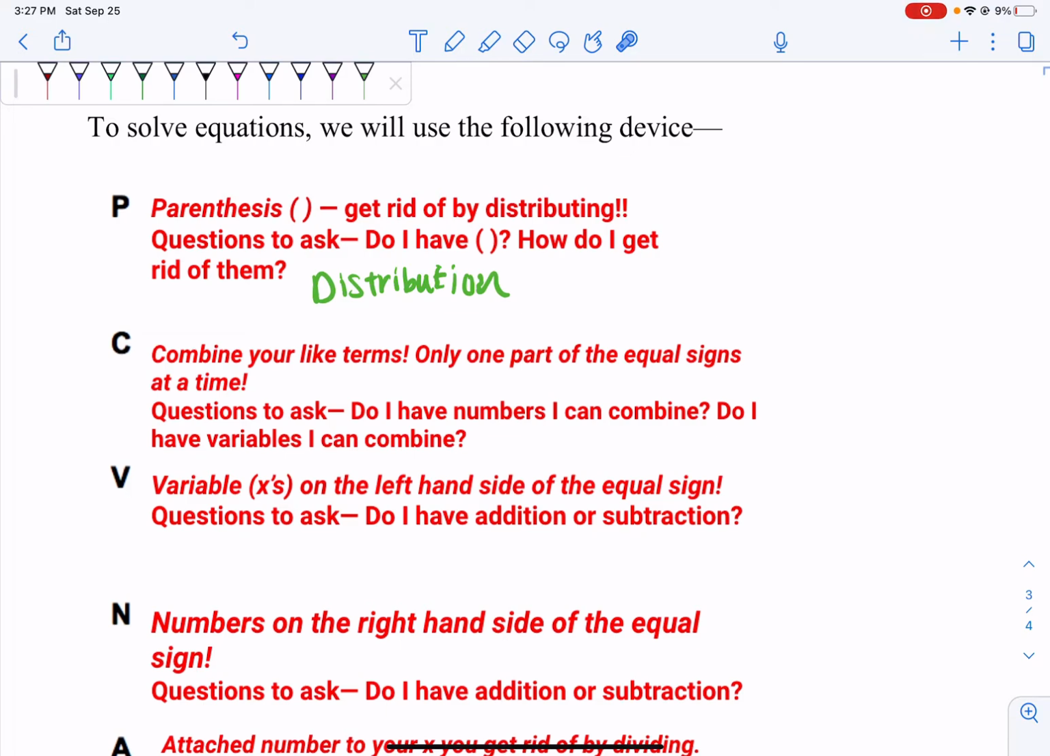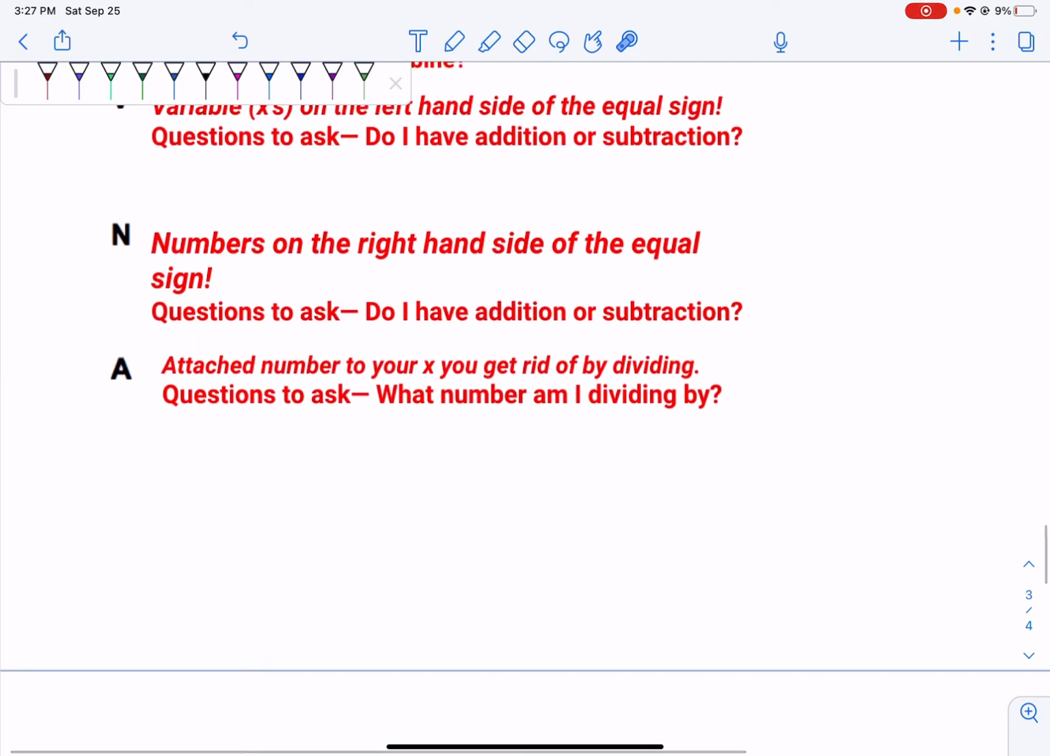The V, typically your x's, is your variables. It says on the left-hand side, but we're in geometry, so it doesn't need to be on the left-hand side. It could be on the left or the right. So the V stands for variables on one side of your equation. The questions you have to ask yourself are, do I have addition or subtraction? The N stands for numbers on the right-hand side, but again, we're in geometry, so it's numbers on the other side of your variable. Basically the other side of the equal. The questions you have to ask yourself are, do I have addition or subtraction? Again, there is no multiplication and division at this stage.